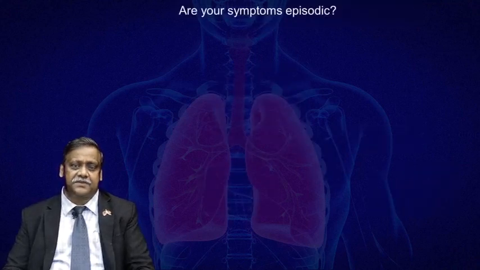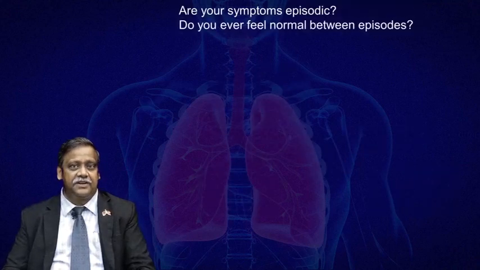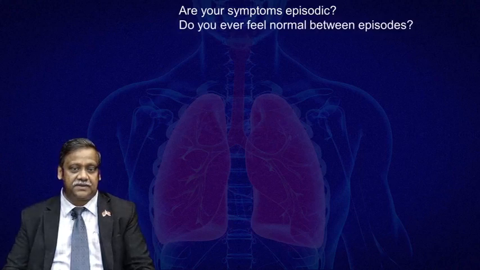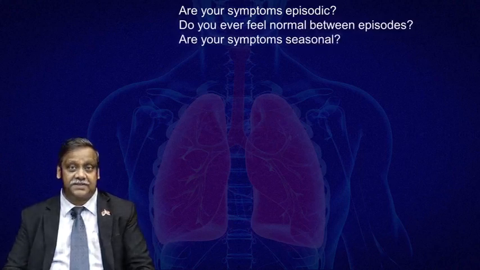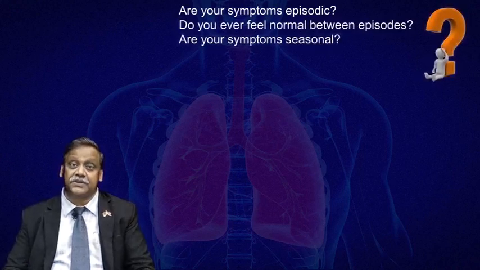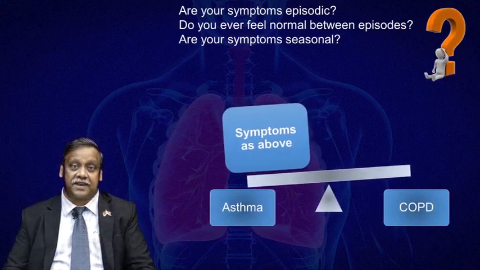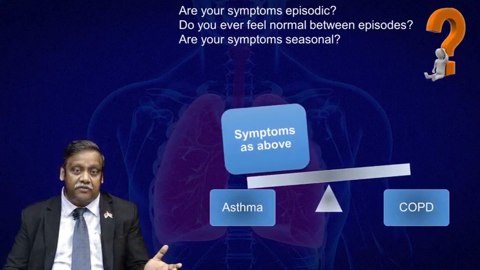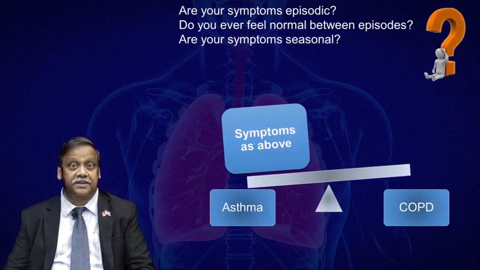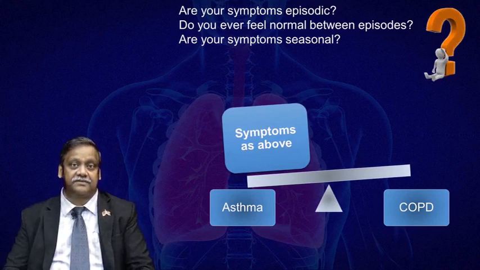Are your symptoms episodic? Do you ever feel normal between episodes? And are your symptoms particularly seasonal? Very important question to ask. Because if the answer to this is yes, then the diagnosis goes more in favor of asthma. So cough that is episodic, cough that is there all the time, but there are periods of normalcy between that, and a cough that is associated with seasonal changes is strongly indicative of underlying asthma.